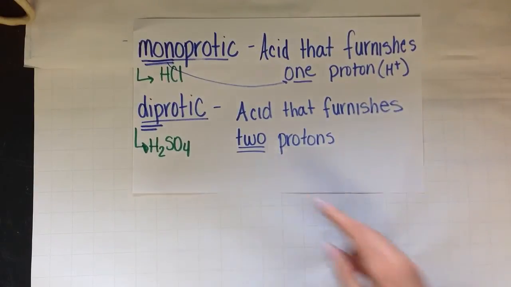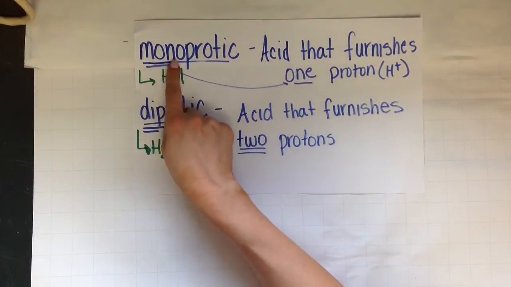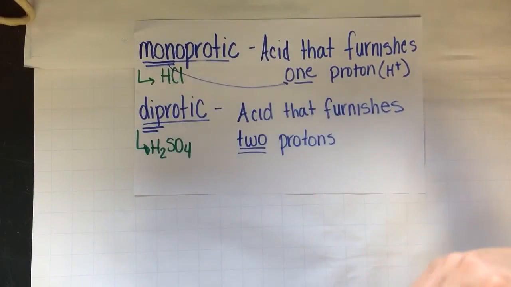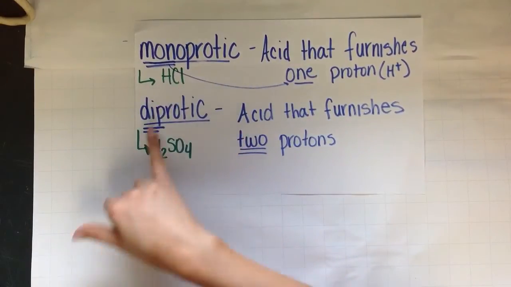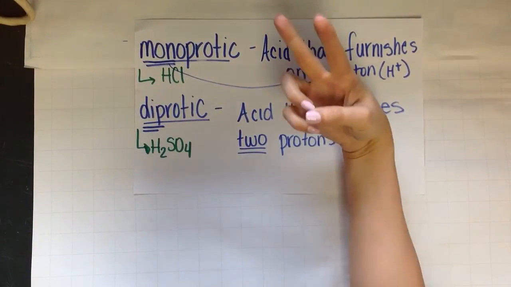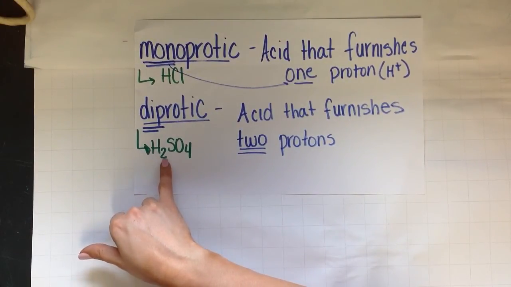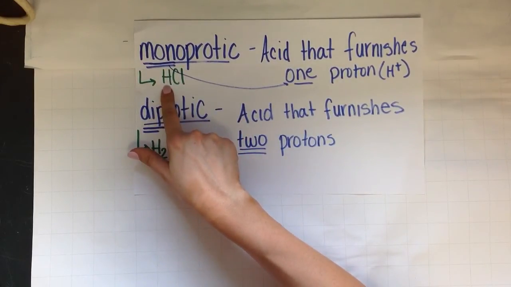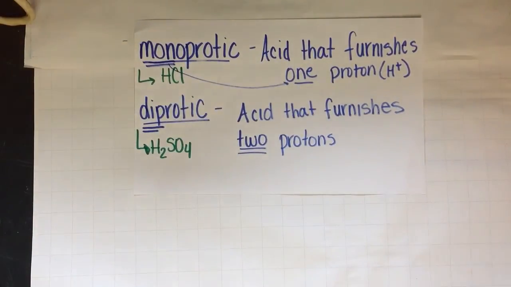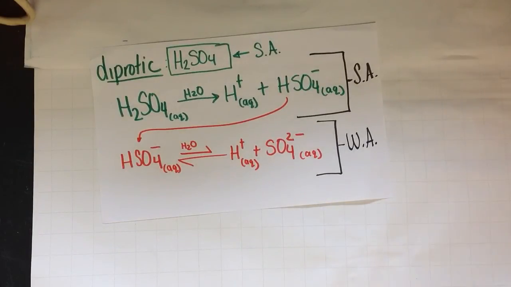Lastly, we're going to talk about something called a monoprotic and a diprotic acid. Some definitions. A monoprotic acid, just like the prefix mono means one, is an acid that can give or donate one proton, HCl. A diprotic acid is one that can give off two protons, H2SO4. So if you notice, it comes with two hydrogens, di for two. HCl comes with one hydrogen, mono for one. Okay?